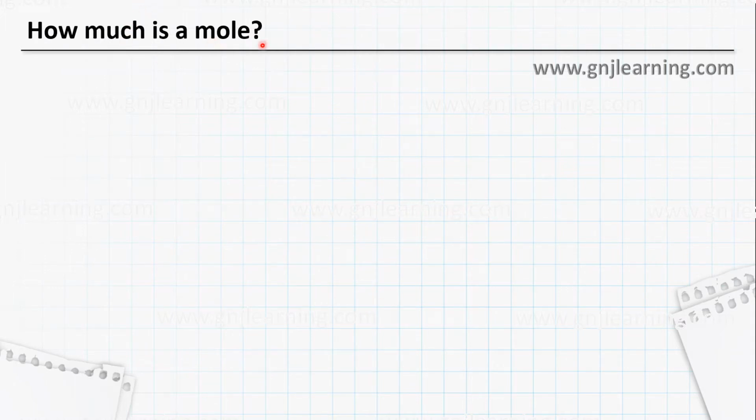The question is, how much is a mole? We know a dozen is 12 and a gross is 144, so how much is a mole? For that we are doing a small calculation. We know that 1 AMU is 1.6605 into 10 raised to minus 24. This we have learned in the last part. To make it a little more exact, I am taking the exact value of 1 AMU here: 1.66054 into 10 raised to minus 24 grams.